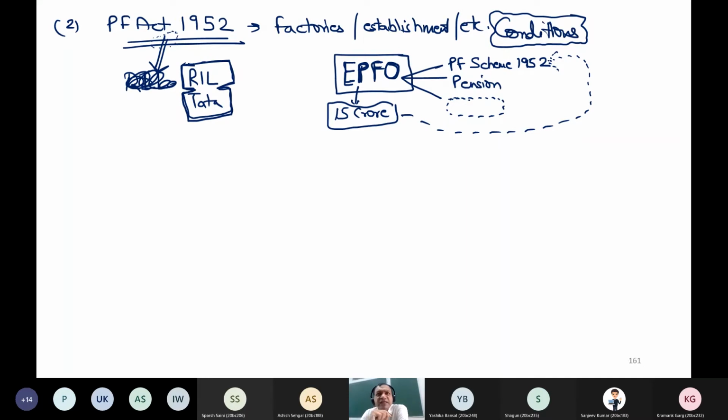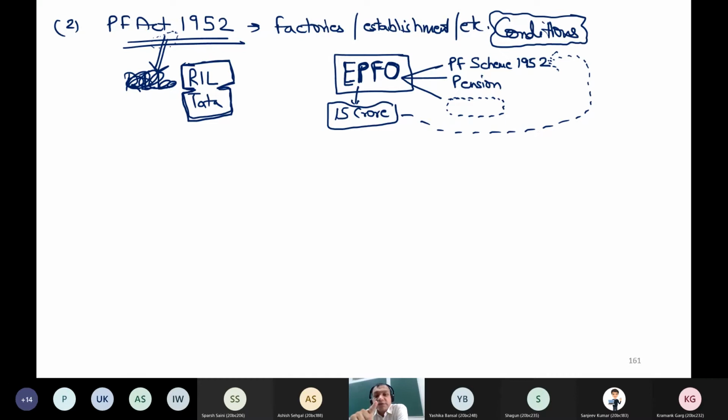If you read this Act, the PF Act 1952, it is more than 46 pages. It mentions which factories have to compulsorily adopt this PF Act 1952. For example, if my factory has 20 or more employees, and there are different types of conditions, different criteria or categories in the Act. If an establishment fulfills these criteria, it has to be covered under the PF Act 1952, where their employees will have their own provident fund.